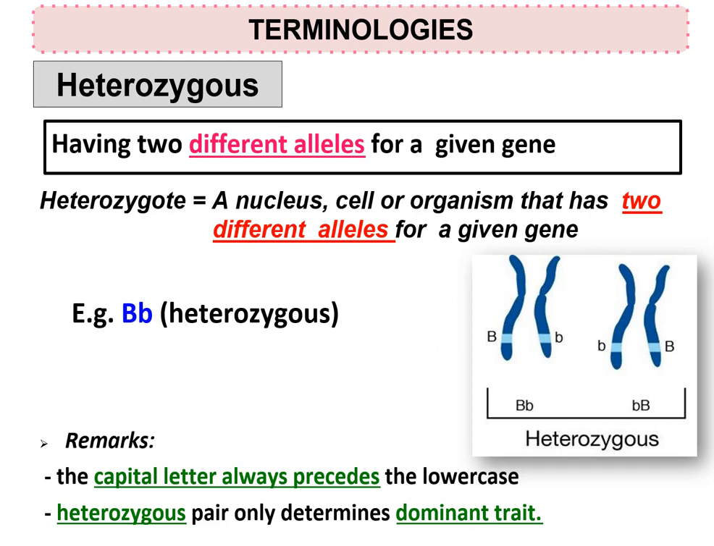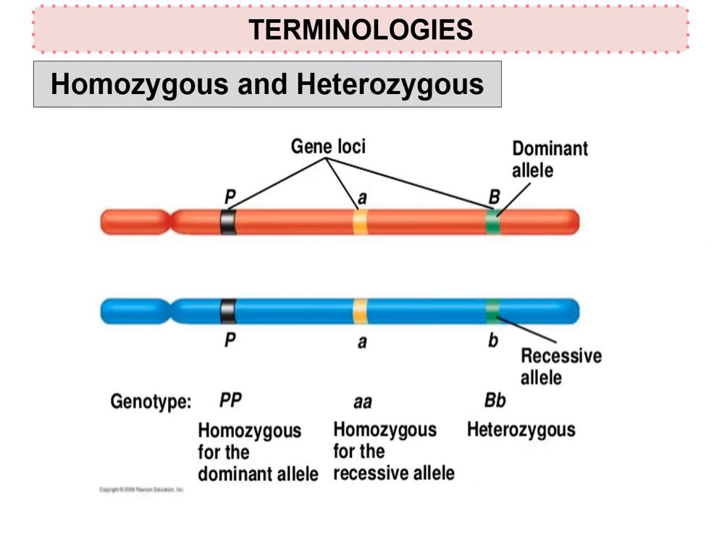Heterozygous, when it has two different alleles for a given gene, not different letter only, also for capital and small, because B represents different traits, small b different traits. For example, for tall, and this is dwarf. So tall and dwarf are two different traits for that particular gene. Jadi maksudnya kat sini, inilah heterozygous. Okay.